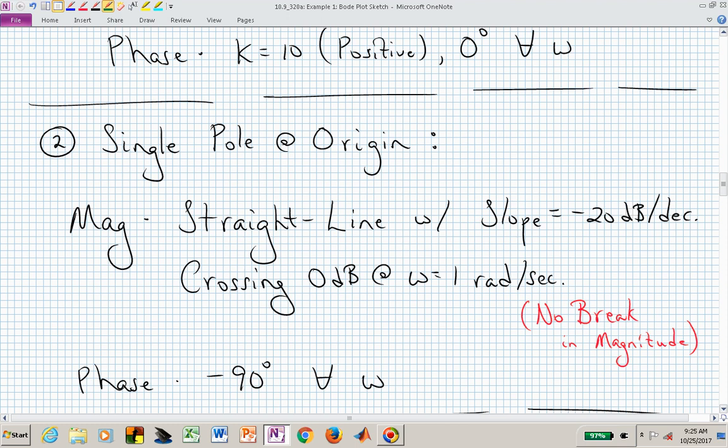The phase: for this pole at the origin, there's no constant piece, and so the phase is always 90 degrees, and since it's a pole, it's minus 90 degrees, and that's true for all omega. That's easy to draw. You just get your ruler out and draw a flat horizontal line at minus 90 degrees, and in this case I'll try to encode that as a black line.